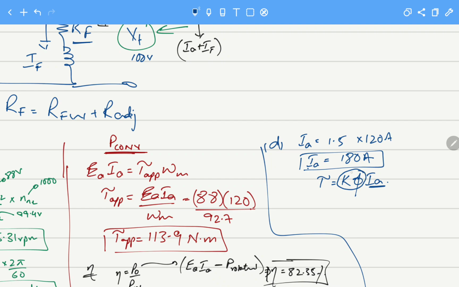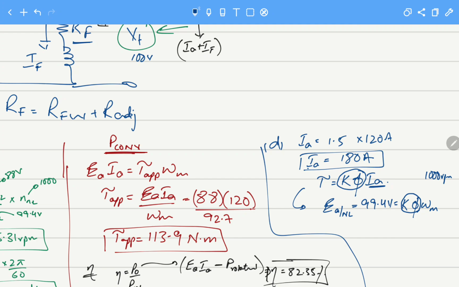Now how to know K phi? K is the machine constant and phi is the flux. There is another way to calculate this. We know that the voltage at no load, 99.4 volts, is equal to K phi omega m when our machine is rotating at 1000 rpm. We have not changed the flux in our machine, as in all the examples we have solved, because V terminal is fixed and only the speed changes. So if we calculate this expression and substitute it, we can calculate the torque.